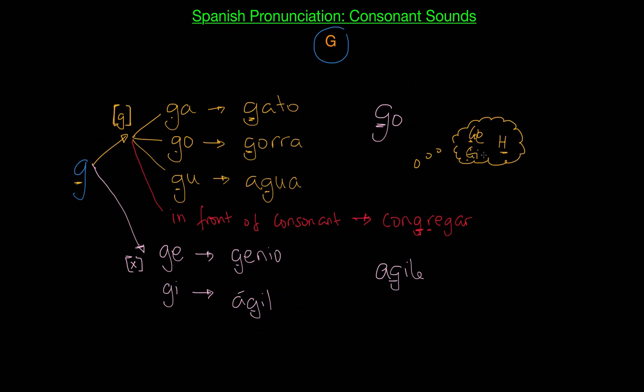So, let's recap. Where were we? So we have ga, go, gu, ge, and gi.